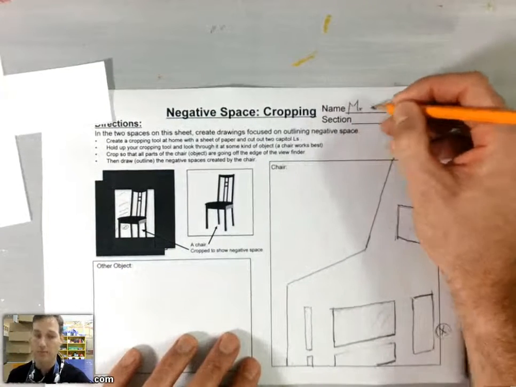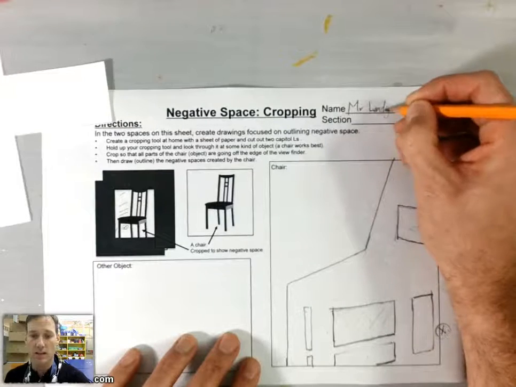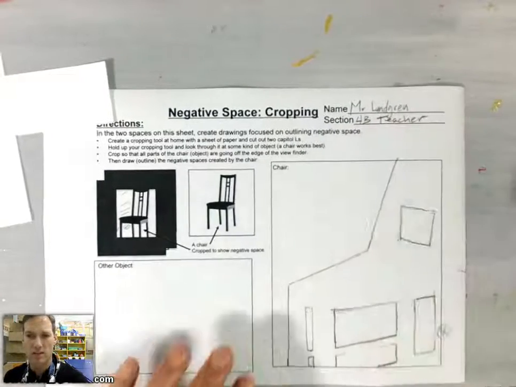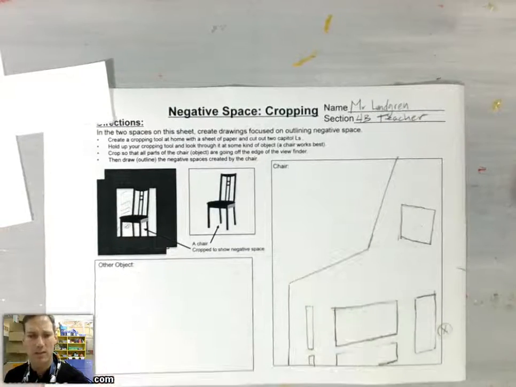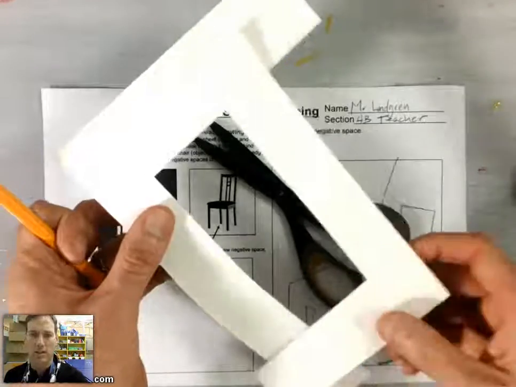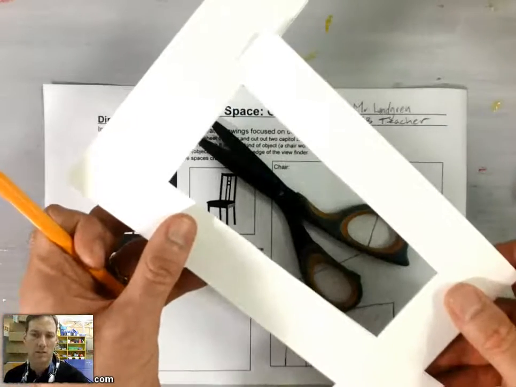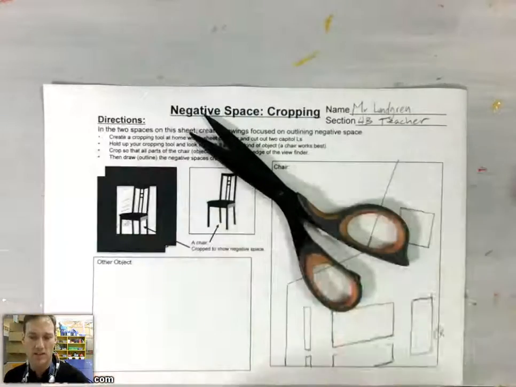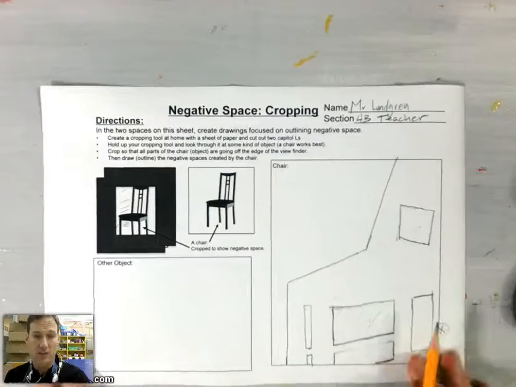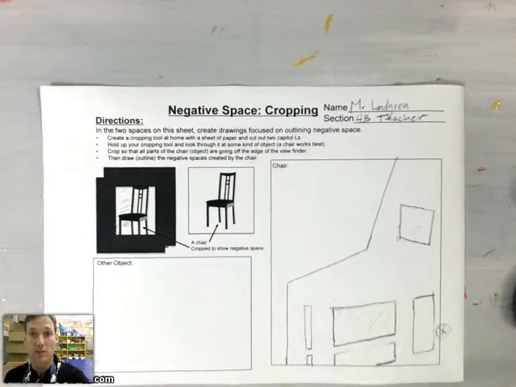Maybe it's a different thing, a bookshelf. Maybe it's the wire grate that is outside. Maybe it's a pair of scissors. Maybe it's something with shapes and spaces in it that you can crop. Okay? And that is how you finish your negative space and cropping assignment for your art homework.